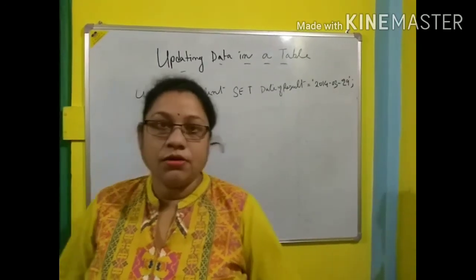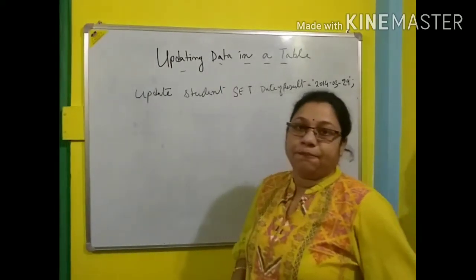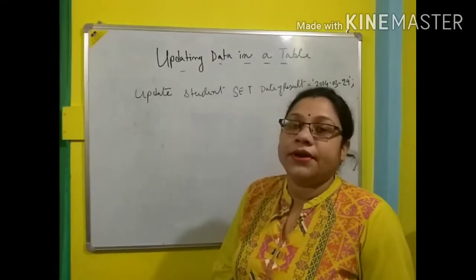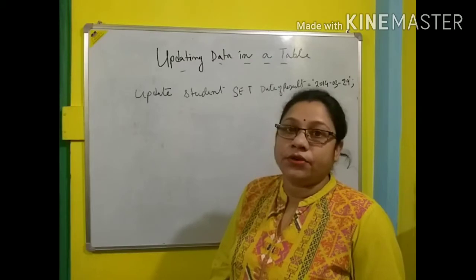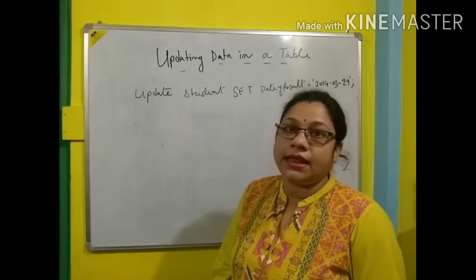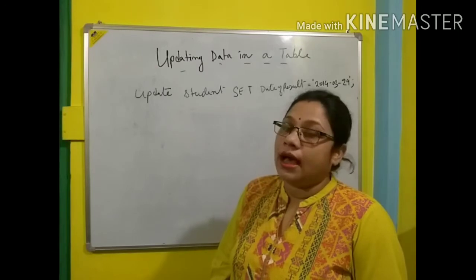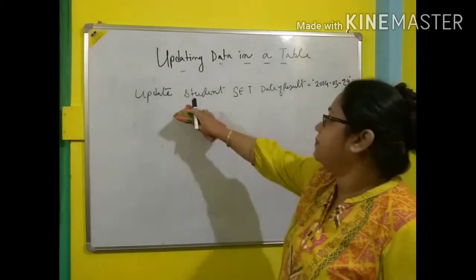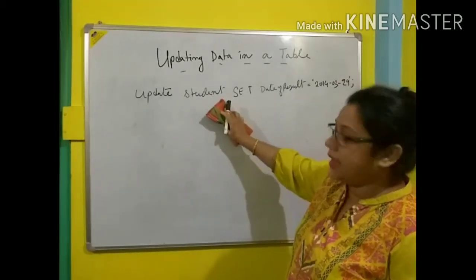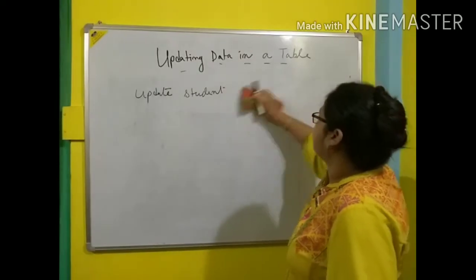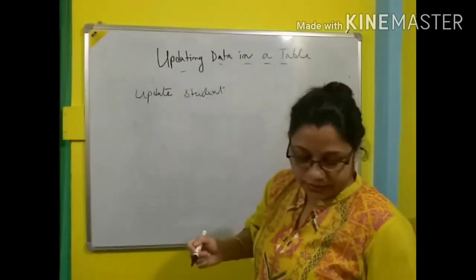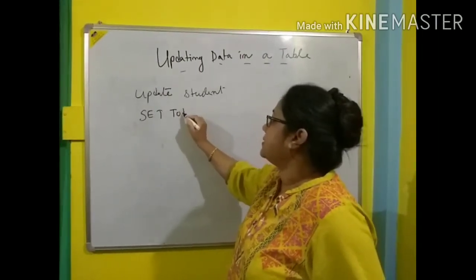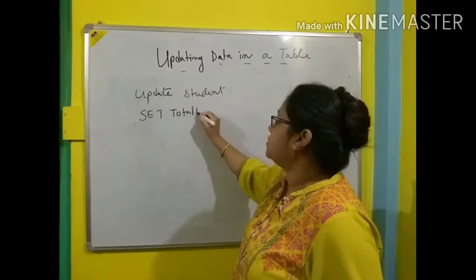Now we are going to use the where clause. By using the where clause, we are going to specify the specific row that contains the value that I want to update. So from your book, update student, set total marks. There is a column, that is total marks.